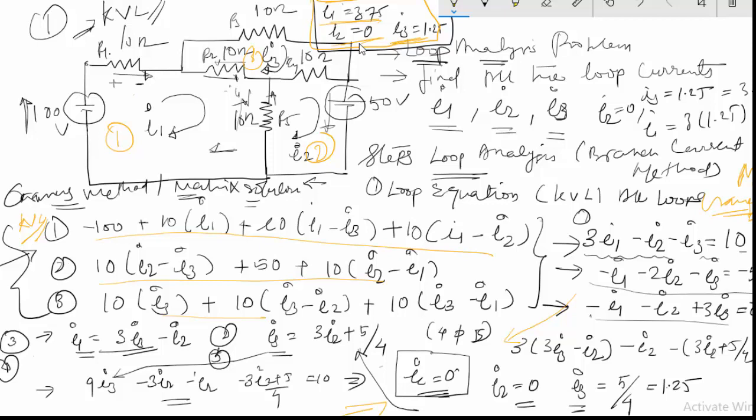So again, if you have three equations, it becomes easy to solve using simplification, but if you have, say, four equations, then it becomes necessary to solve using the matrix, or the solution could get longer. So this was one example of how to solve an equation using the loop analysis method.